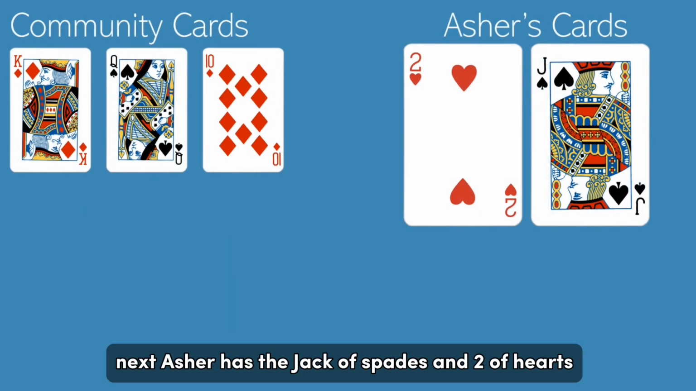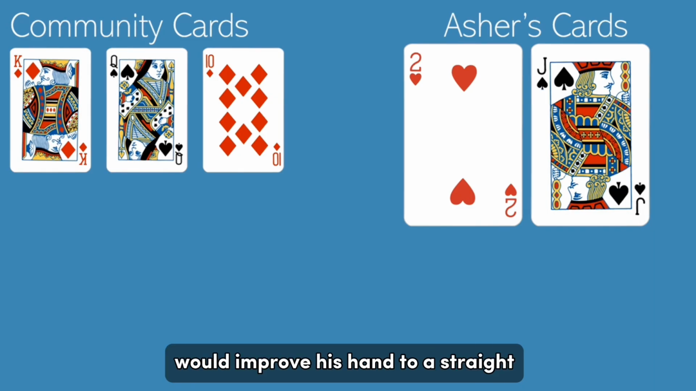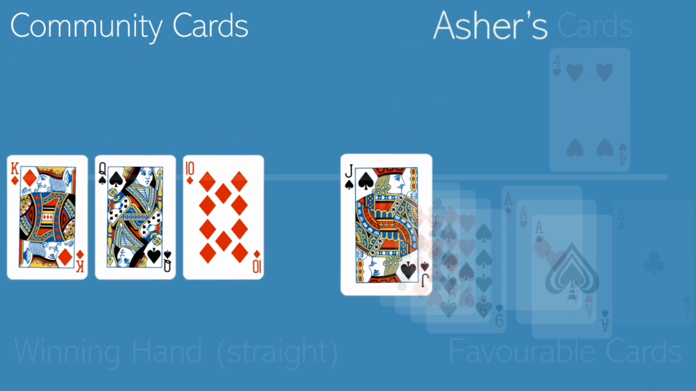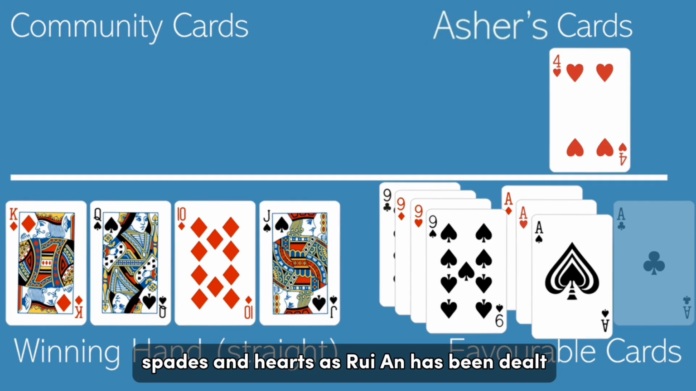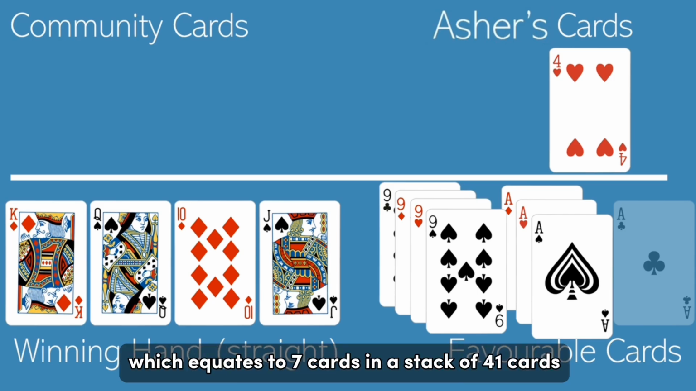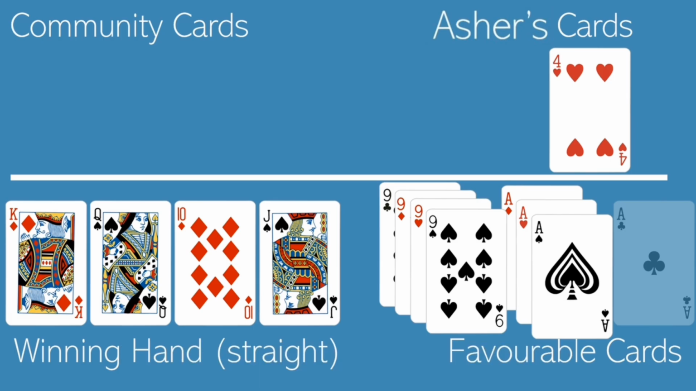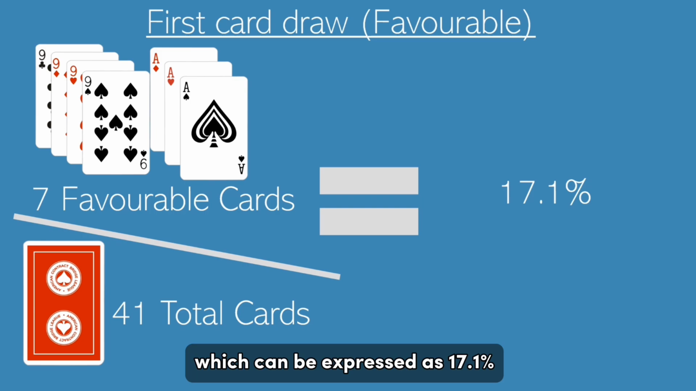Next, Asher has the Jack of Spades and 2 of Hearts. A favorable card for Asher would improve his hand to a straight. For a straight, Asher will need any of the 9s, or the Ace of Diamonds, Spades, and Hearts, as Ryan has been dealt the Ace of Clubs. Counting the favorable cards, there are 4 9s, 3 aces, which equates to 7 cards in a deck of 41 cards. Thus, the probability is 7/41, which can be expressed as 17.1%.